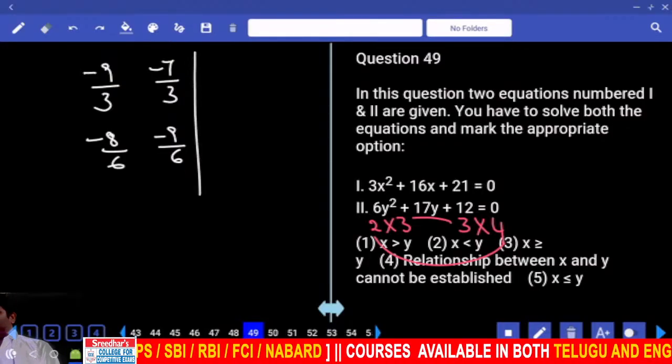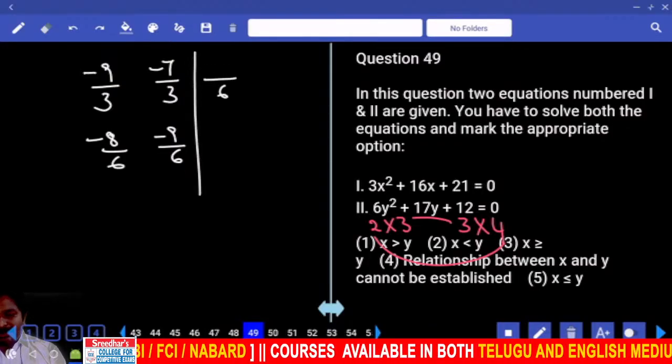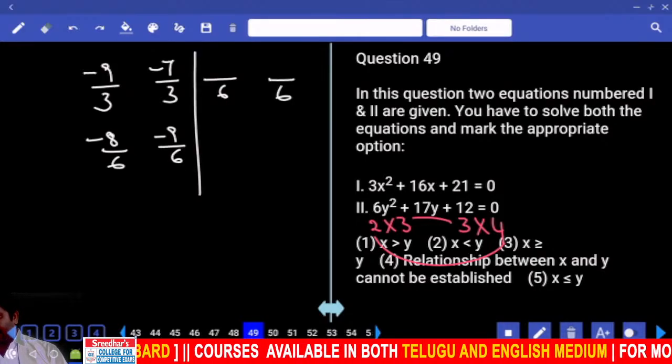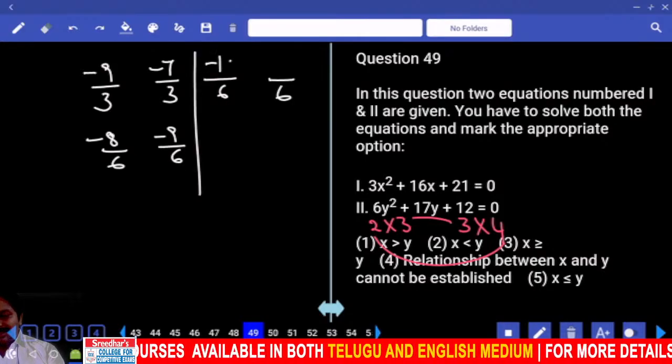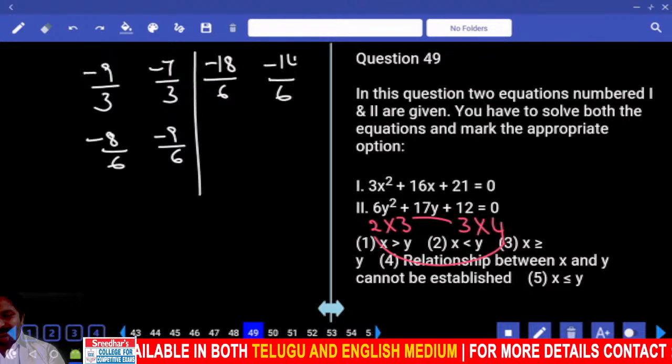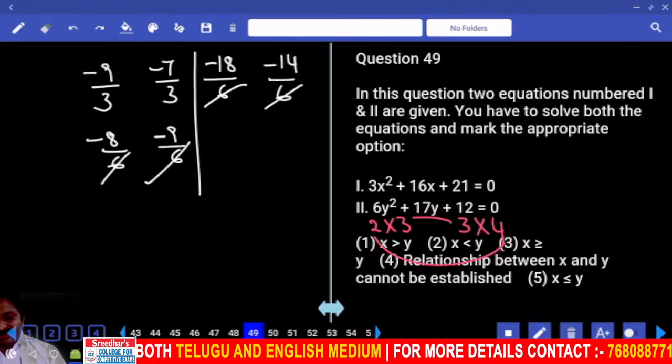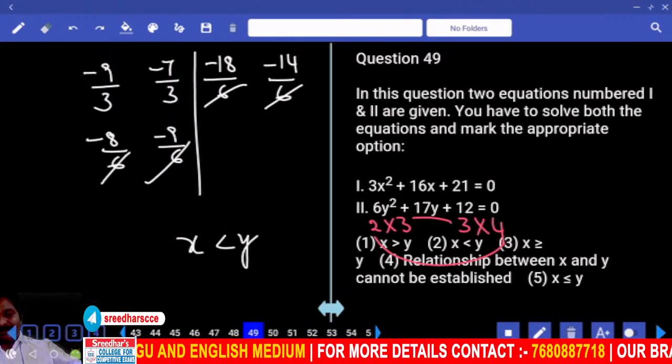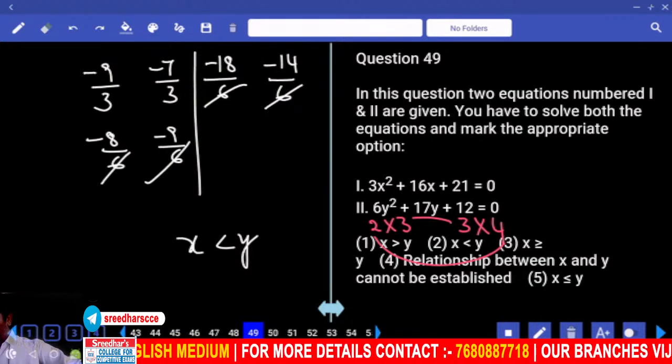I want to make all denominators equal. So let me make the denominators 6 here for the first one. X minus 18 minus 14. All denominators equal. X less than y. Clear?